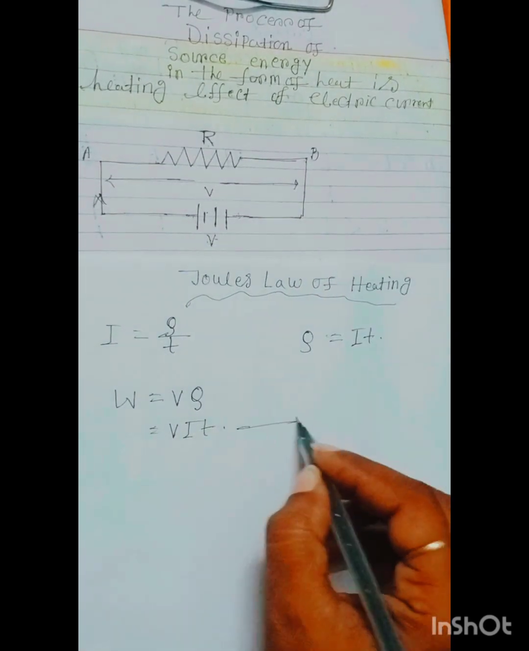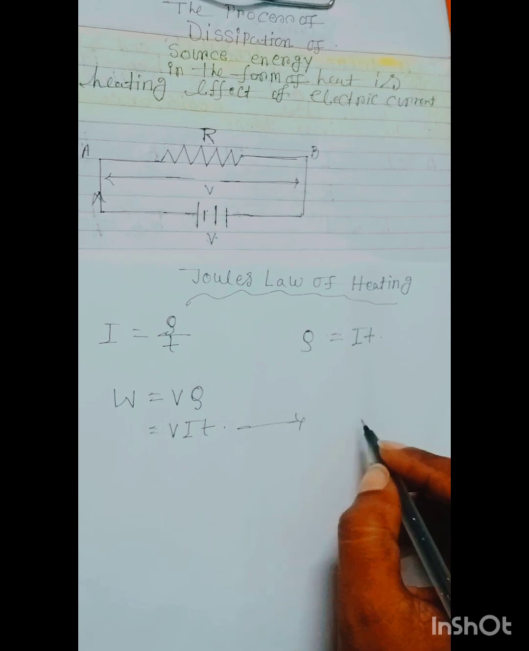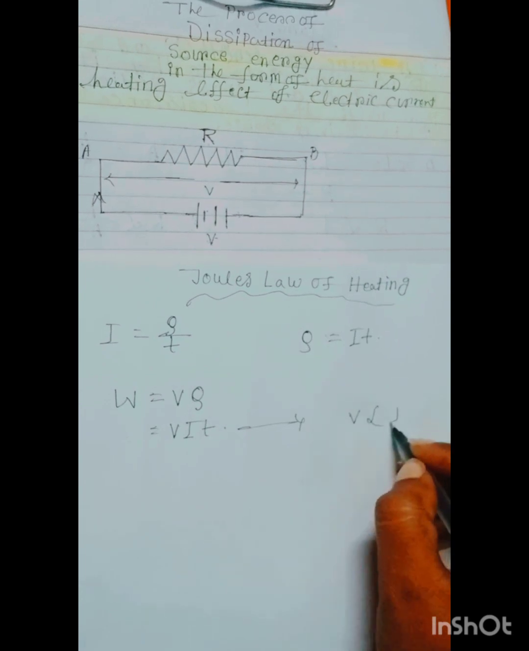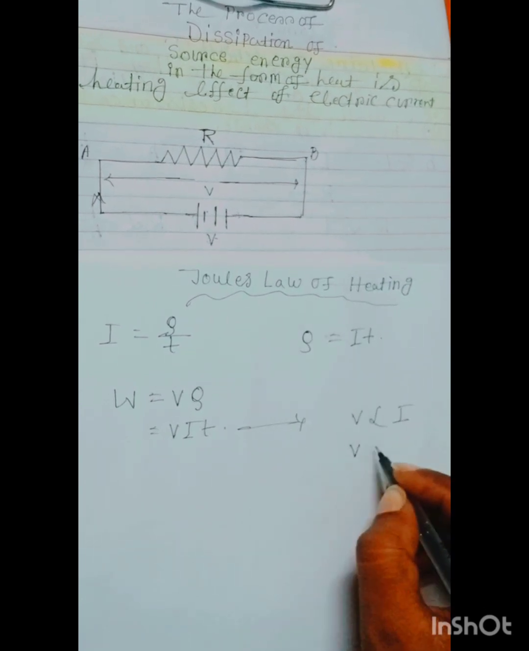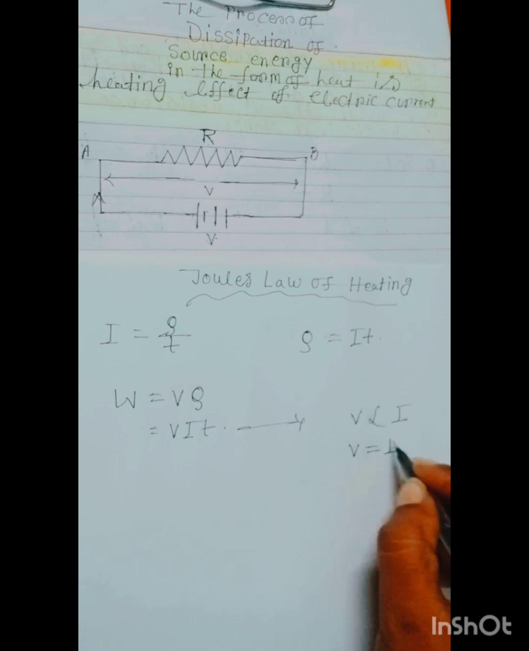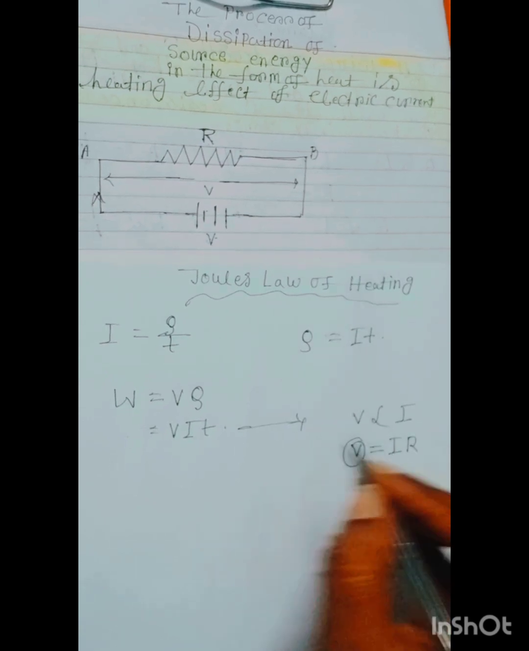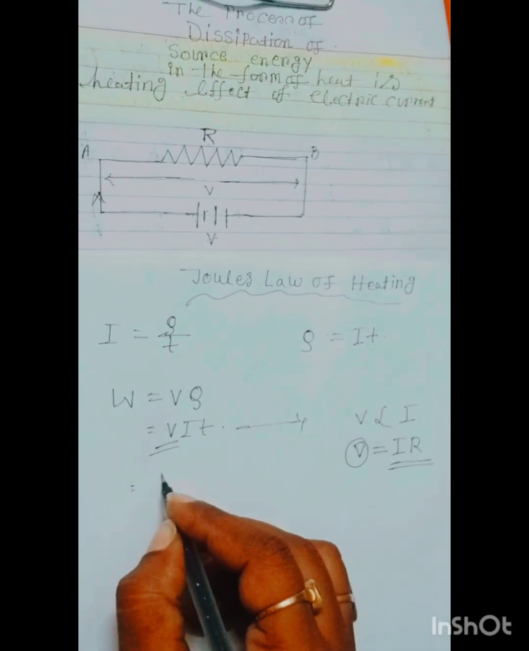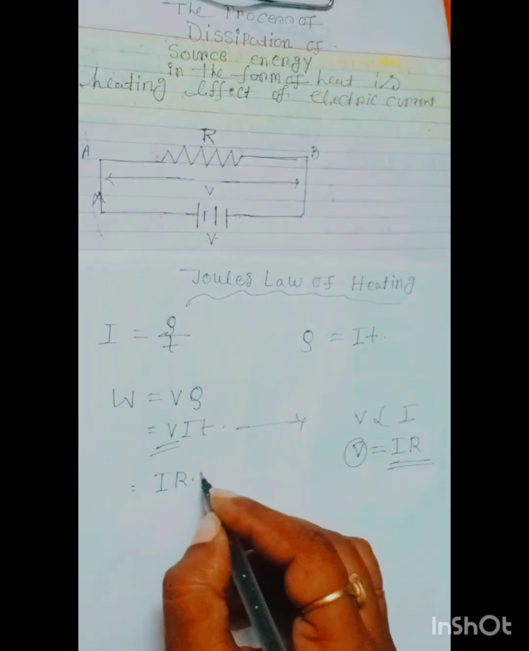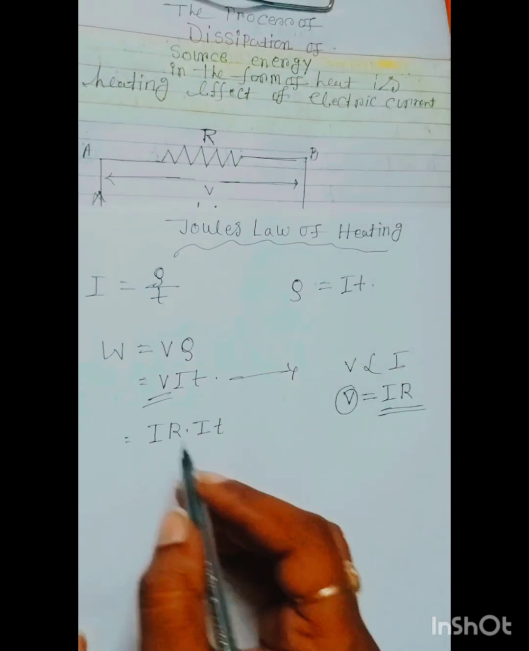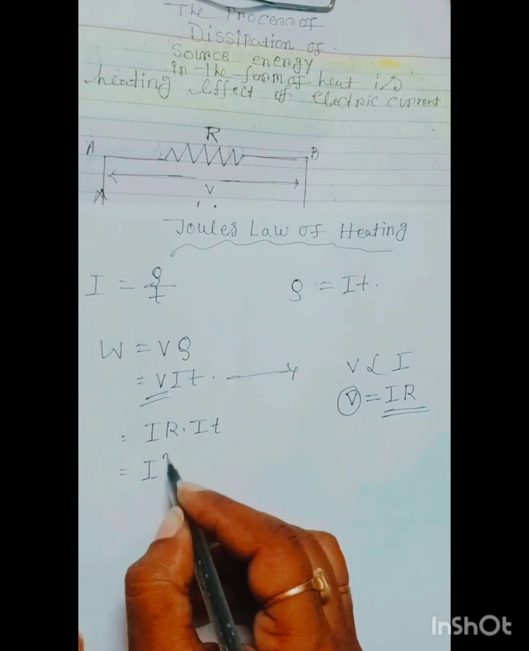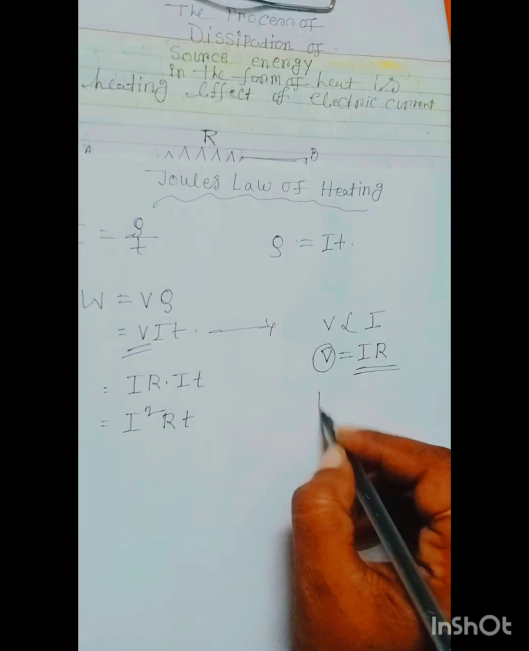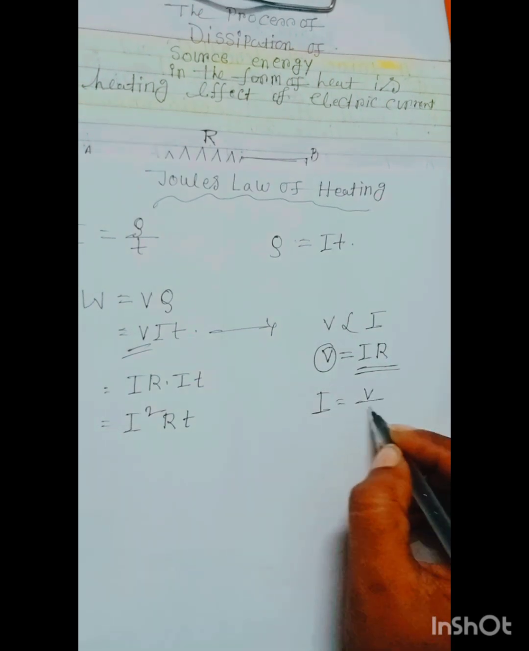Next, back to Ohm's law. Ohm's law states that V is directly proportional to I. That means V will be equal to IR. So in place of V we can write IR into I t, so I square R t. So student, again we can get I equal to V by R.